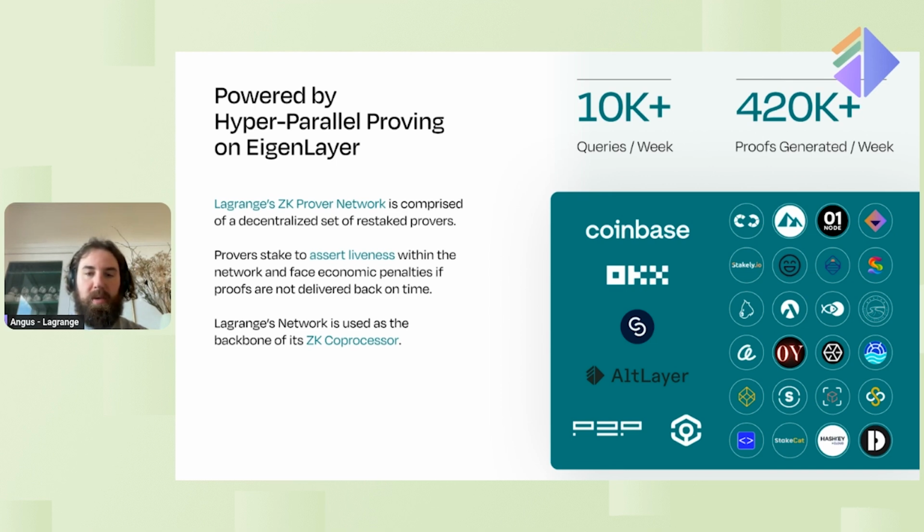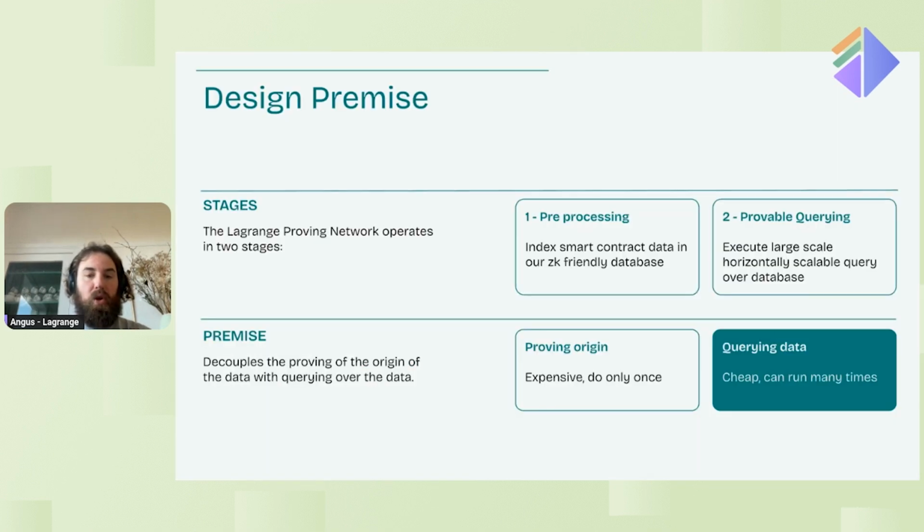So that's just to give you a little bit of background and how it ties in with EigenLayer. As a developer building something with a ZK coprocessor, you're going to need to know how the whole system works. There are basically two stages for using the ZK coprocessor. And it says here that the Lagrange proving network is where all this is happening.